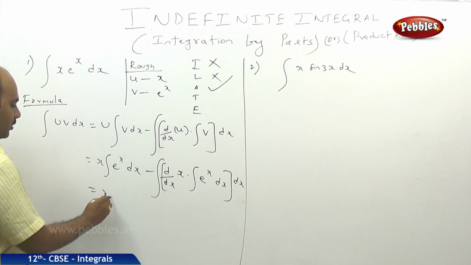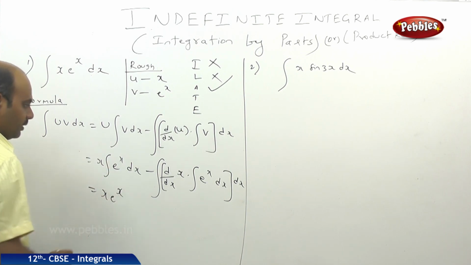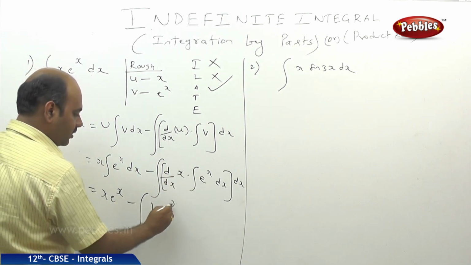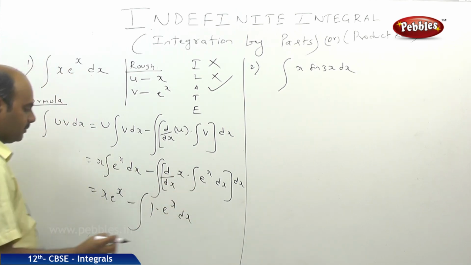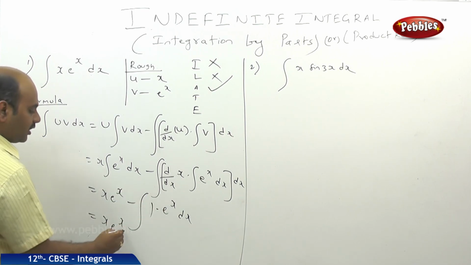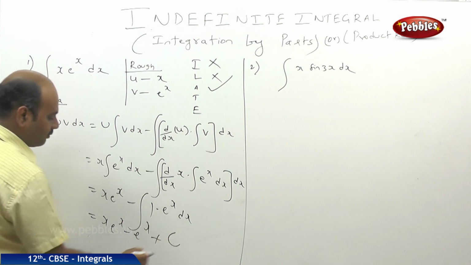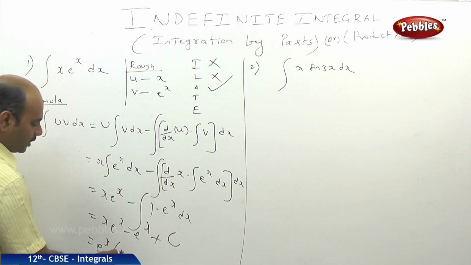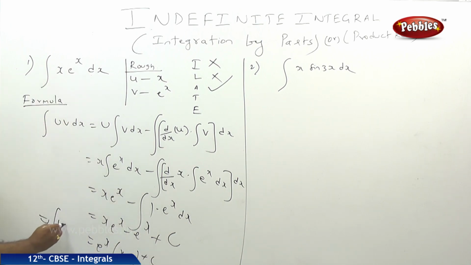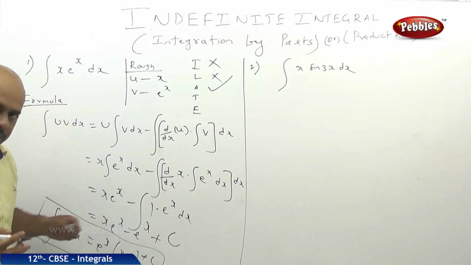So what happens? x into the integral of e power x is e power x, minus integral of d by dx of x is 1 and integral of e power x is e power x, and outside there will be dx. So finally x e power x, 1 into e power x will be e power x and integral of e power x will be e power x, and outside there will be c. So if I take e power x common, there remains e power x into x minus 1 plus c. Therefore finally the integral of x into e power x dx will be e power x into x minus 1 plus c. I think you followed this.